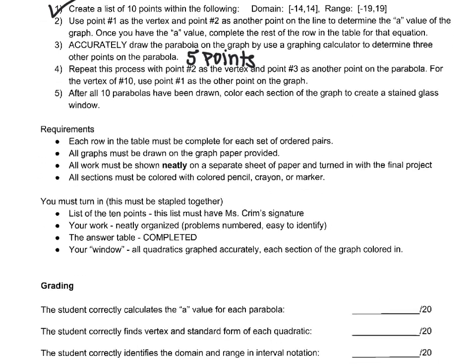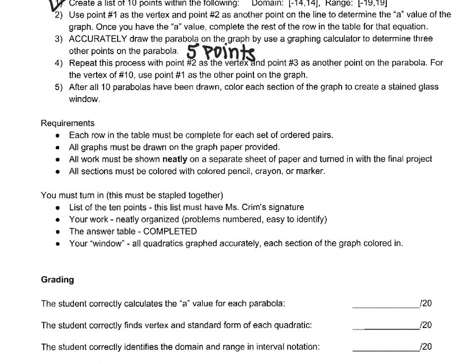And then the last thing is what has to be turned in. When you turn in your final project, this has to be stapled together. You need your list of 10 points, and it must have my signature. It will be the copy that I gave you. You need your work that's organized, your answer table that's completed, and your window that is colored in.